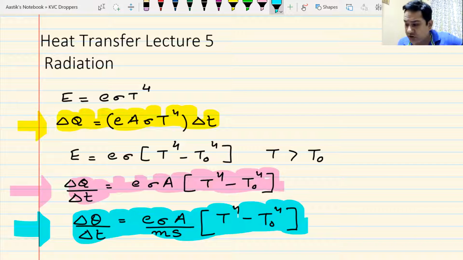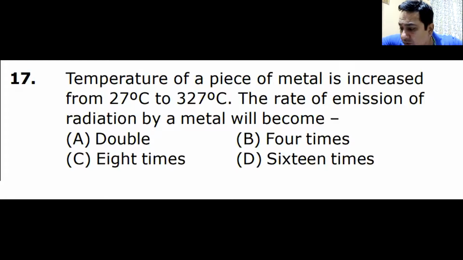Okay. Now just to continue, I understand that this is a very important topic, Stefan's law, and I have seen a lot of questions coming on it. Solving one or two questions on Stefan's law is the need of the hour, and that is why this question comes up to you. I would need answers for this question. I hope you can read this question.